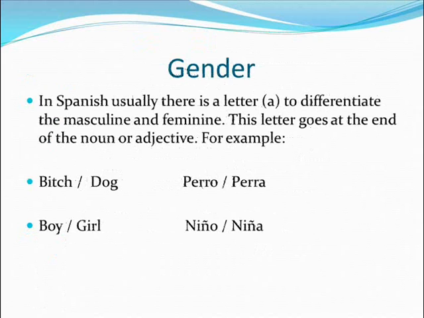The last difference is the gender. In Spanish, usually there is a letter A to differentiate the masculine and feminine. This letter goes at the end of the noun or adjective. For example, beach, dog. In Spanish, perro, perra. In English, boy, girl. In Spanish, niño, niña.